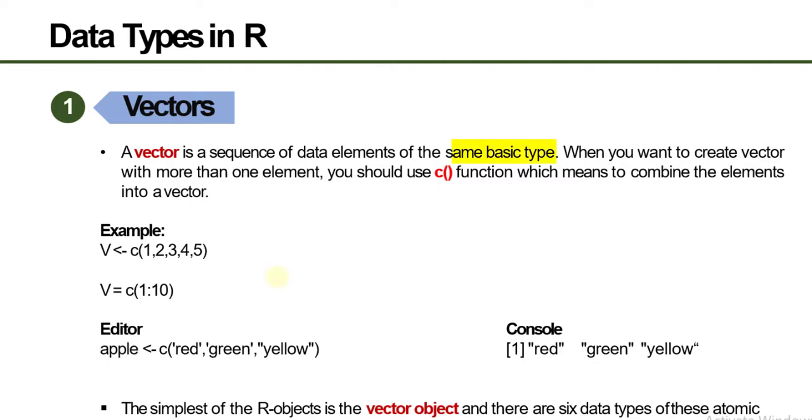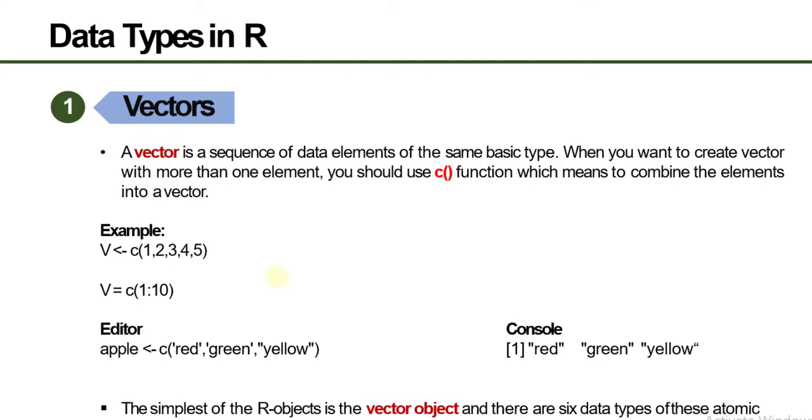So when you want to create a vector in R with more than one element, you should use the C function, which means to combine the elements into a vector. So it is important for us to use that C function. If you don't use the C function, you will find yourself in error. And I've shown this in the previous video we did on how to create variable. And again, in the practical section for this particular series, I will talk on this again extensively.